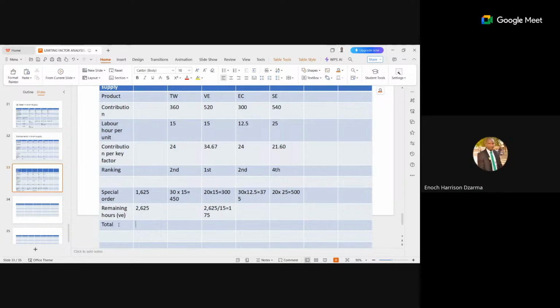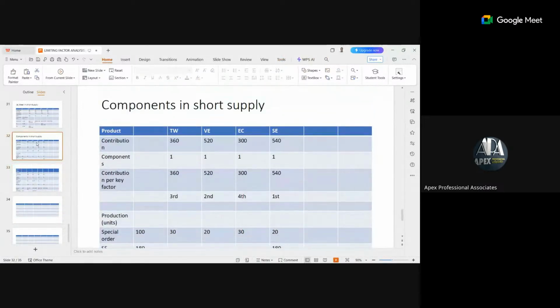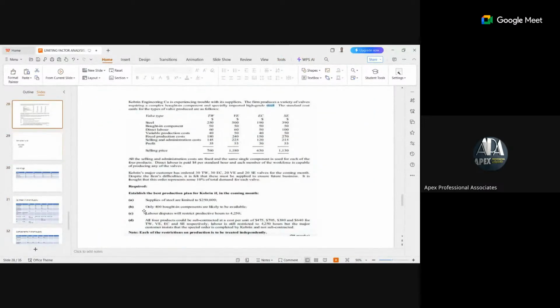In total, we have 4,250. Here we can produce how many? Only 30. Here we can produce 195. And here we can produce 30. Here we can produce 20. So this is what they want us to do regarding the C, labor dispute to restrict productive hours to 425. You can see the question is very simple and very big.